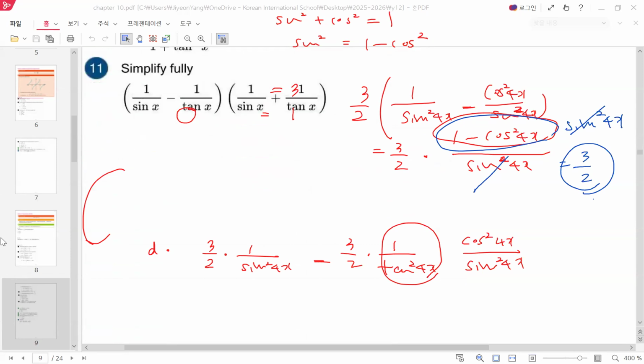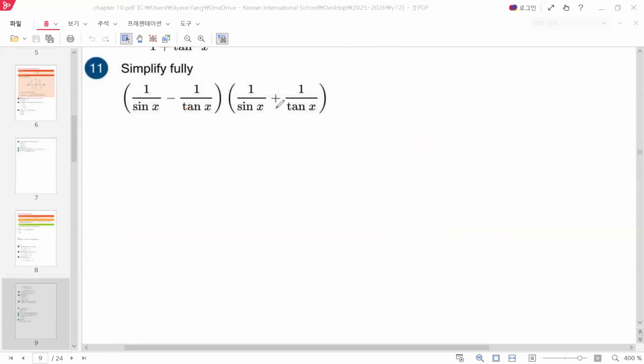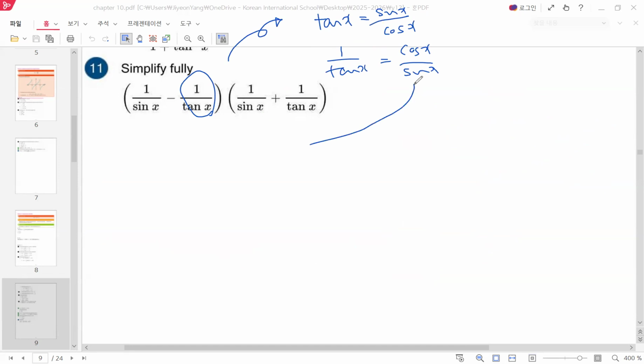I feel like question number 11 is pretty much similar to this question, actually. Can you see this one, right? Again, let's do it together. Please try to say it verbally out loud to remember it. Students, tangent x equals sine over cosine. It means that 1 over tangent x can be written as cosine over sine. So please write down this one here. And it's going to be 1 over sine x minus cosine x, times 1 plus cosine x over sine x.